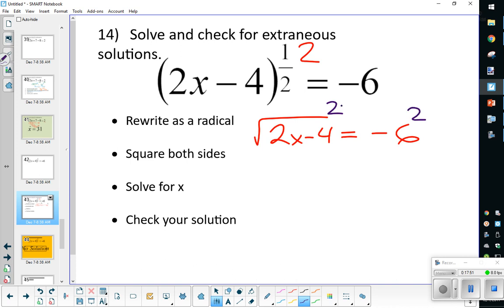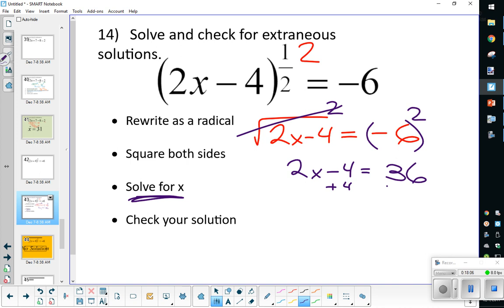When I square this left side, it's going to cancel. It's going to get me 2x minus 4. When I take negative 6 and square it, it's going to get me a positive 36. From there, all we've got to do is solve for x. So we're doing order of operations. Add 4. Divide by 2. x is equal to 20.